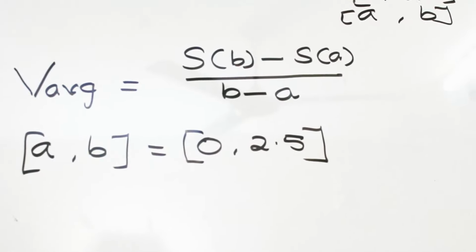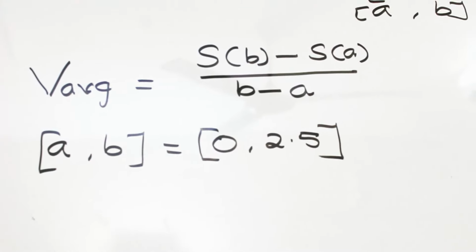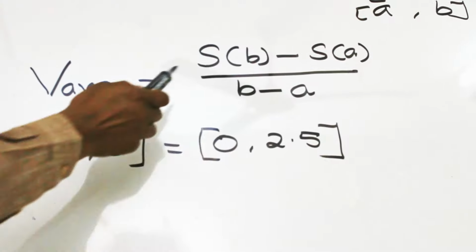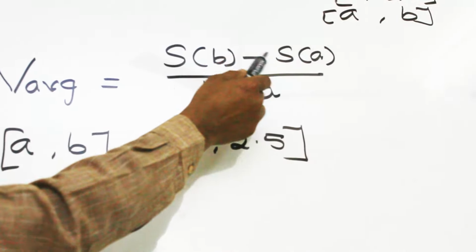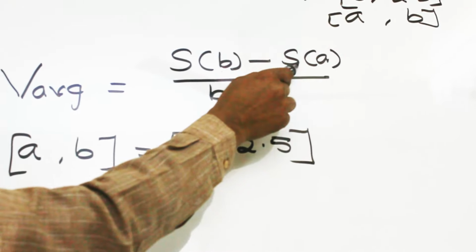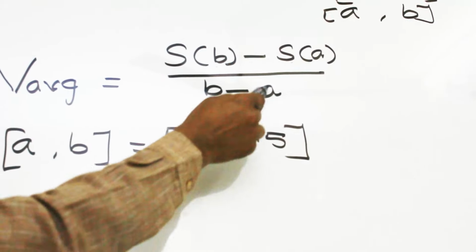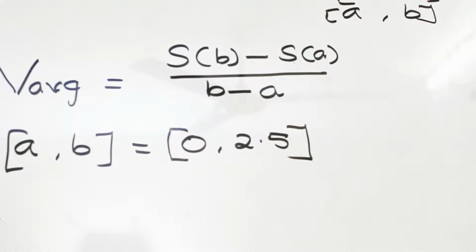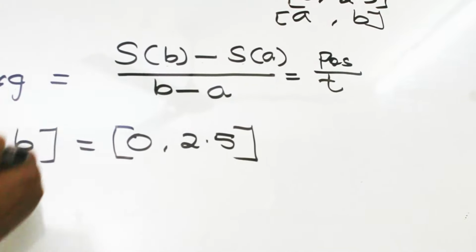Velocity can always be calculated using position or distance divided by time. Here also it is distance by time, because I am taking the average value: the distance at maximum time minus the distance at minimum time, divided by the difference of the time interval. So here we have to calculate S of B and S of A.